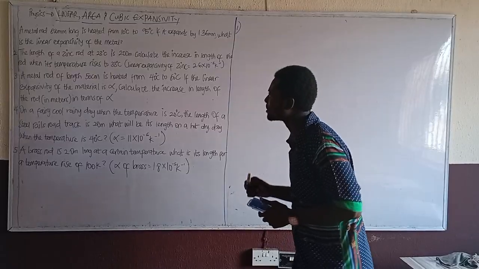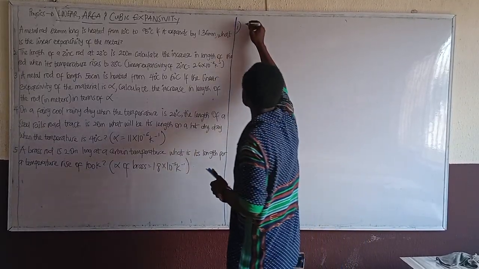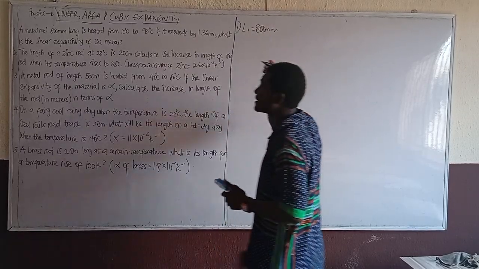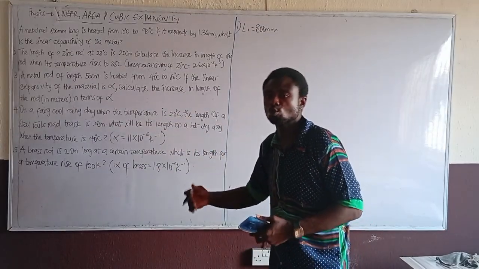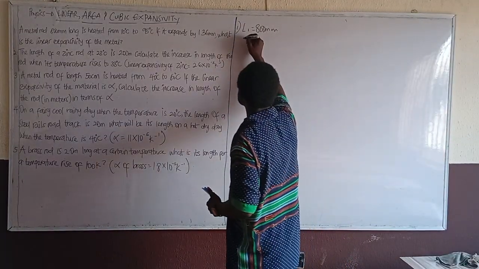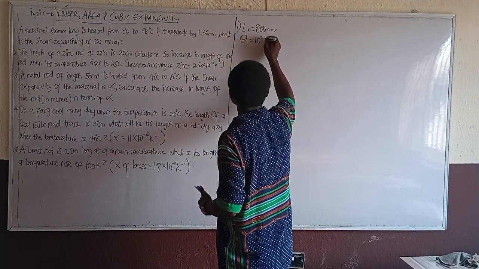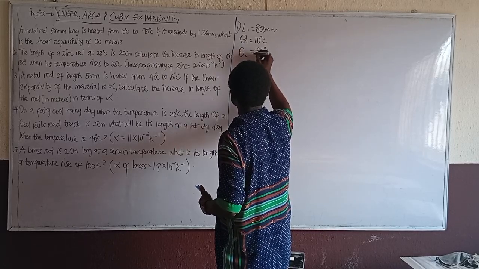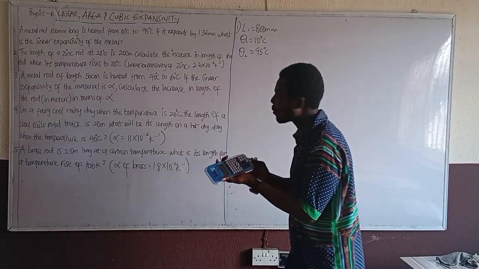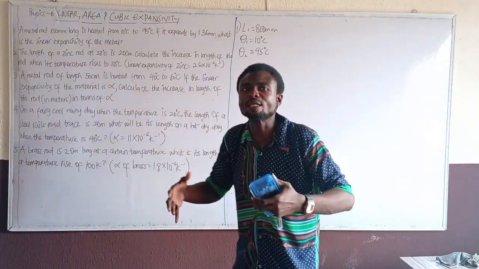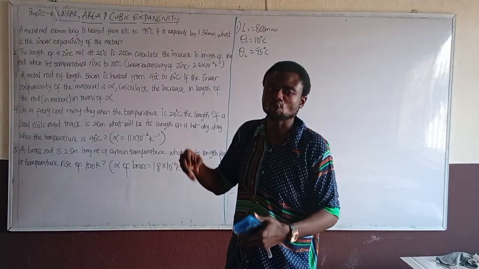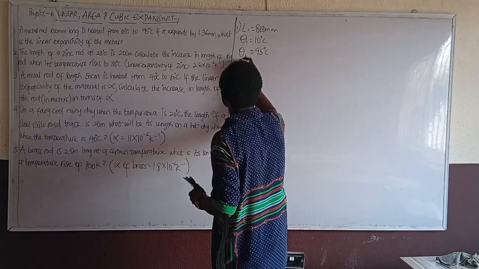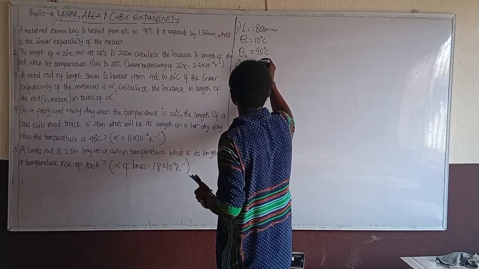It said a metal rod 800 millimeter long. That's my L1, 800 millimeter, is heated from 10 degrees Celsius to 95 degrees Celsius. That is theta 1 is 10 degrees Celsius and theta 2 is 95 degrees Celsius. If it expands by 1.36 meter, for something to expand, that expansion is not the real length, that is the change in length. So that is what delta L equals to 1.36 what?